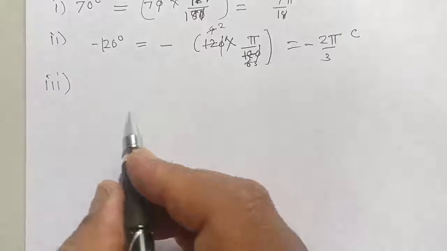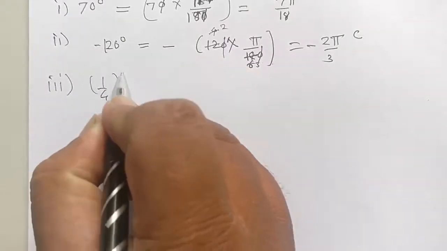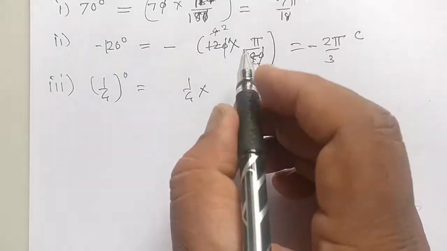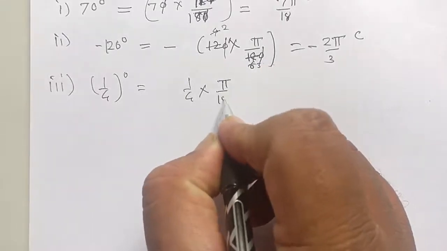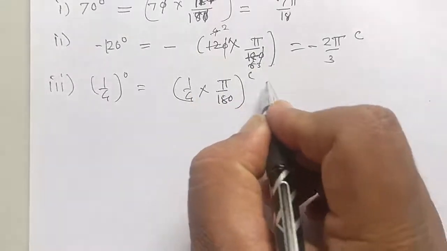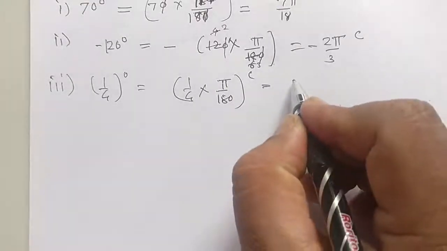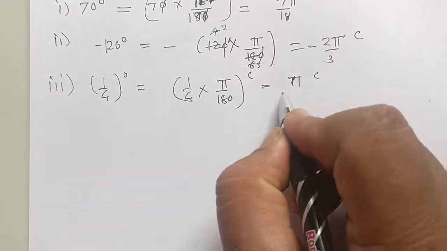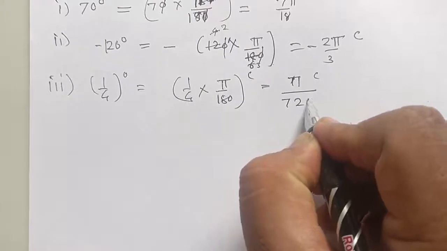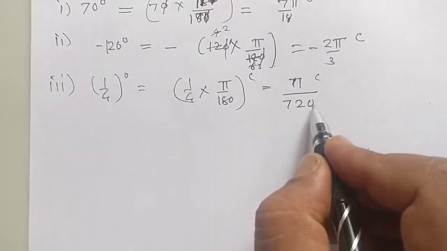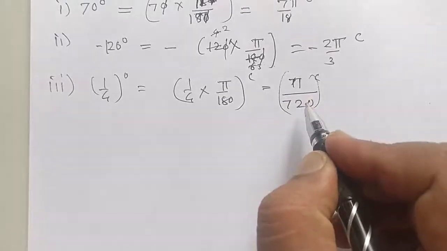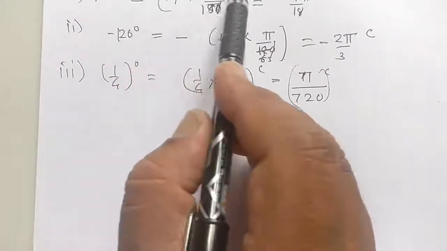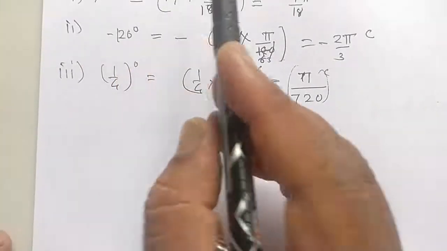Number 3, 1 by 4 degree is equal to 1 by 4 into pi upon 180 radian, which is equal to pi radian upon 720, that is pi upon 720 radian. In this way we solved 3 examples. We have converted the degree measure into radian measure.